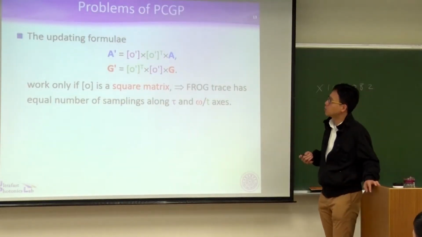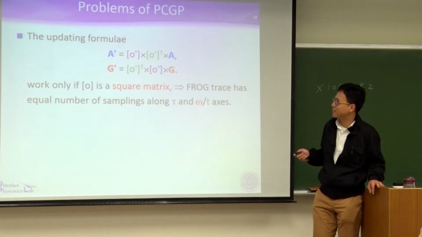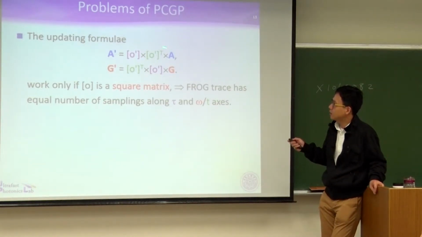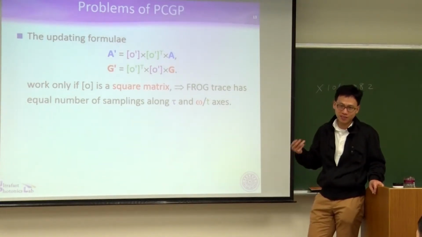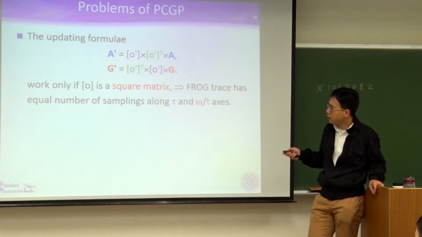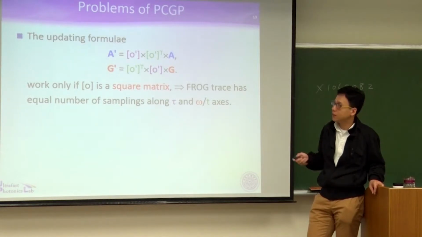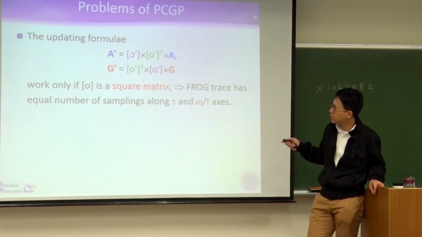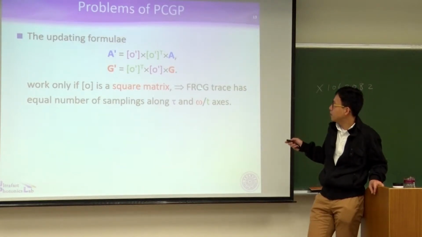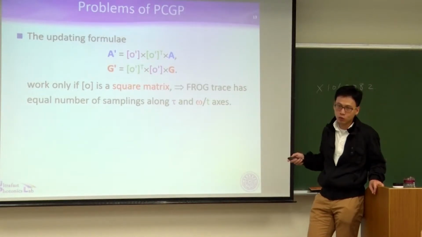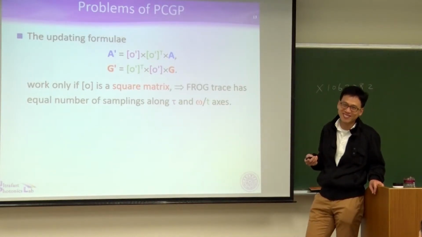But there are problems about PCGP. Say these two are the formulas we need for update. But they work only if matrix O is a square matrix, right? If it is not a square matrix, this formula does not work. And if it's restricted to a square matrix, what would be the practical problems?